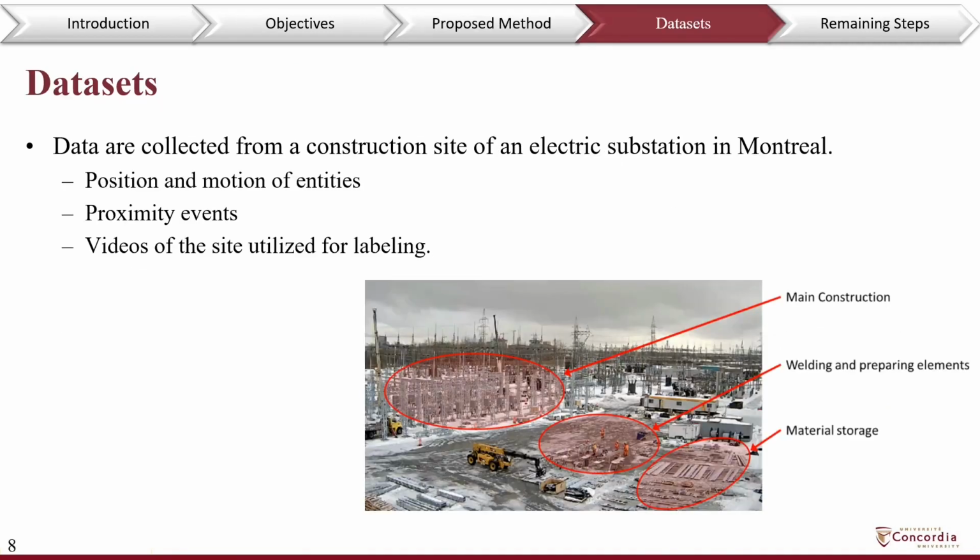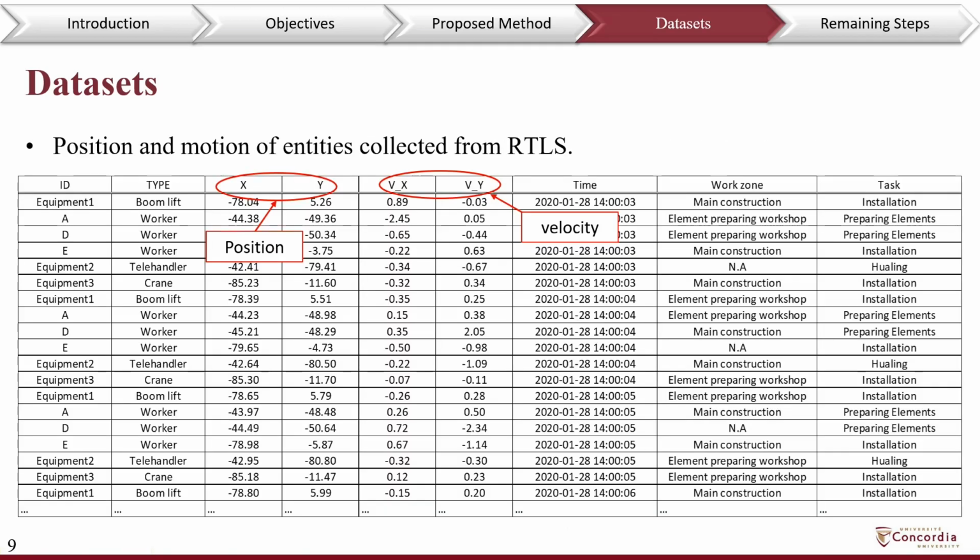Here, we will show the data sets we have in this project. The data are collected from a construction site of an electric substation in Montreal. Over several days, we have the data sets showing the position and motion of entities on the construction site. In addition, we also have the recorded proximity events that the system detected during the construction activities. At last, we also have the videos of the site, which will be used for labeling datasets and validating the results. The first dataset is collected from an RTLS.